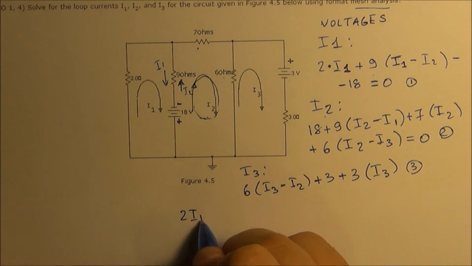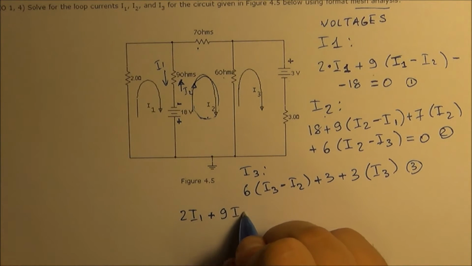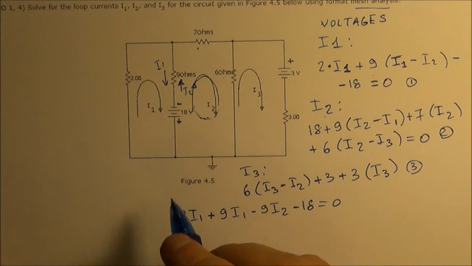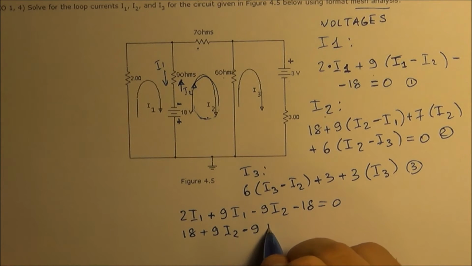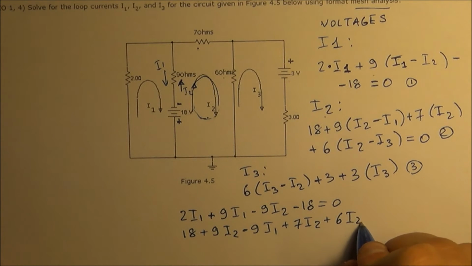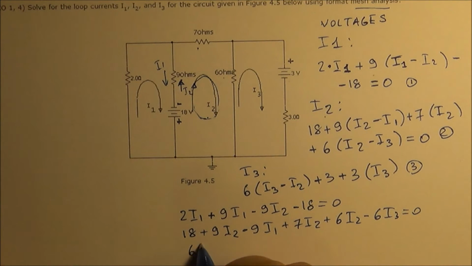So 2I1 plus, and I'm going to open the parentheses at the same time, 9I1 minus 9I2 minus 18 is equal to 0. The second equation is 18 plus 9I2 minus 9I1 plus 7I2 plus 6I2 minus 6I3 is equal to 0. And the last equation, 6I3 minus 6I2 plus 3 plus 3I3 is equal to 0.